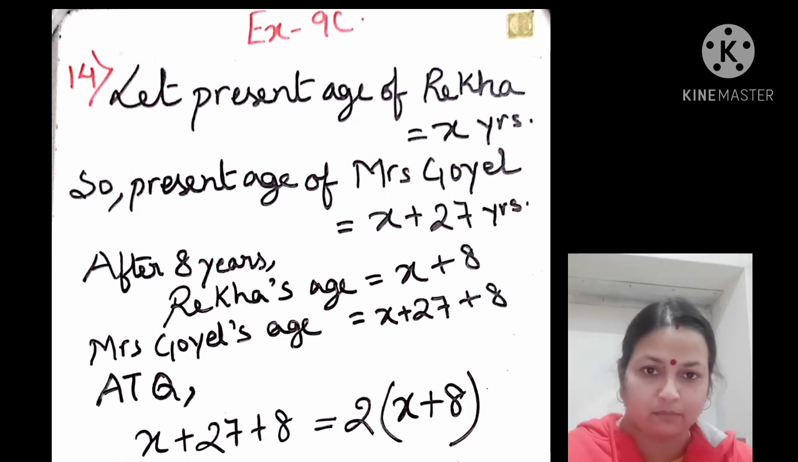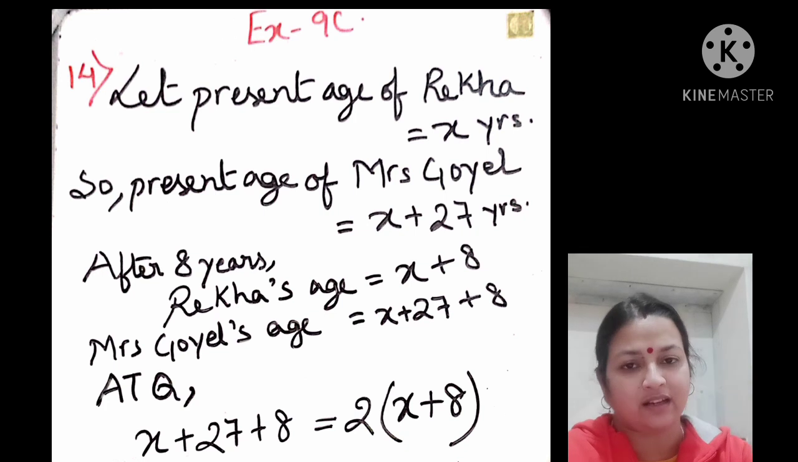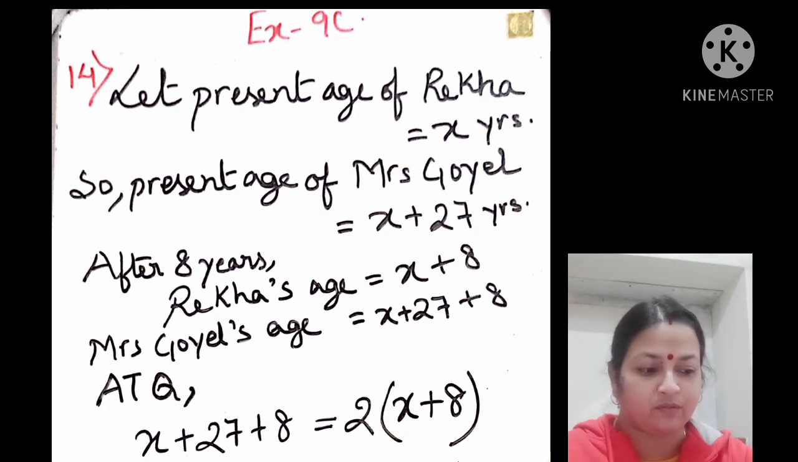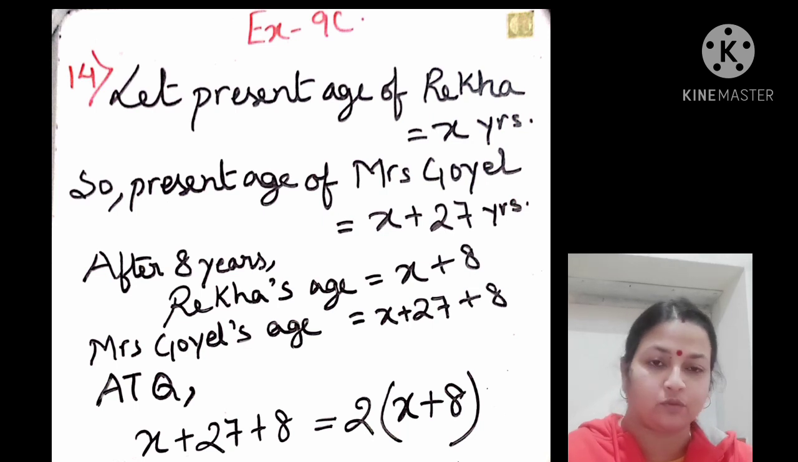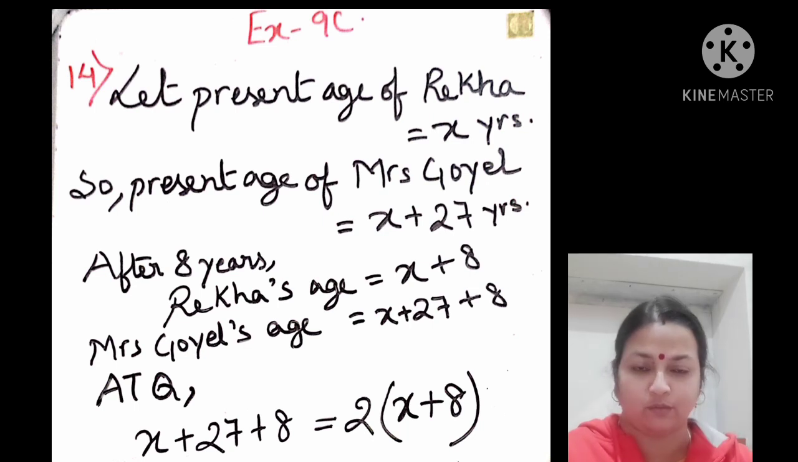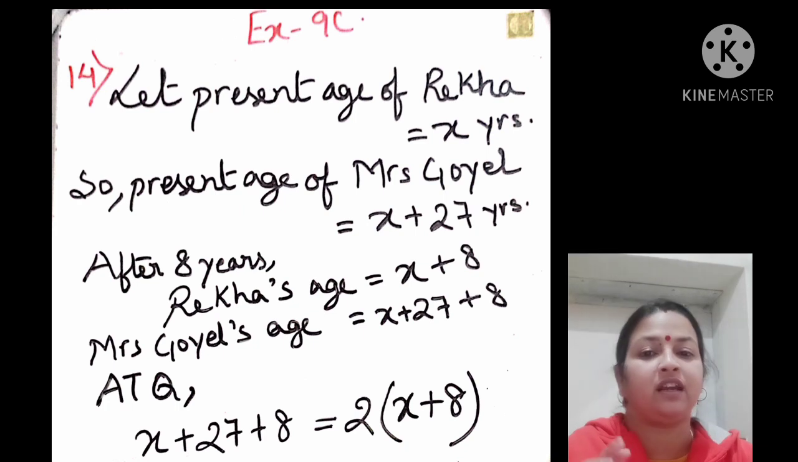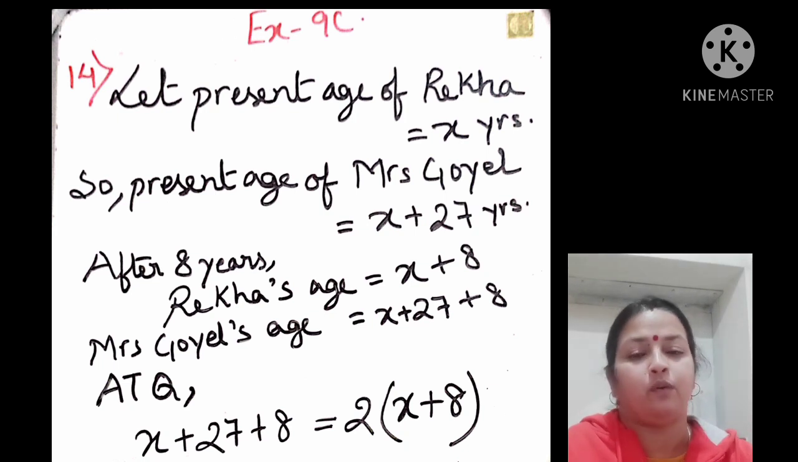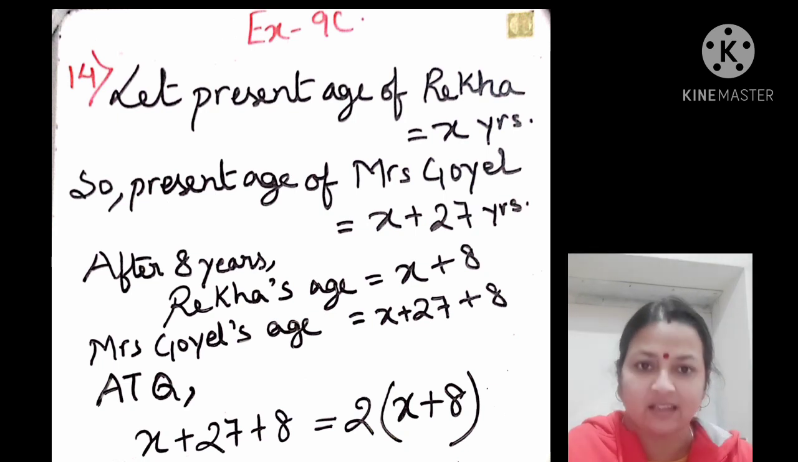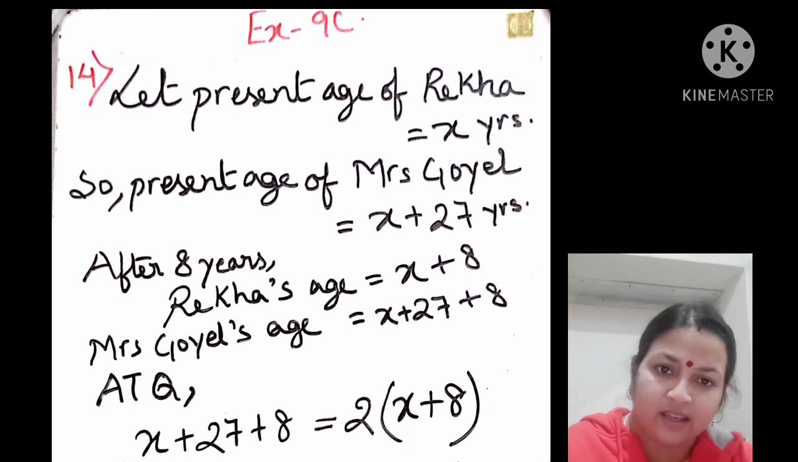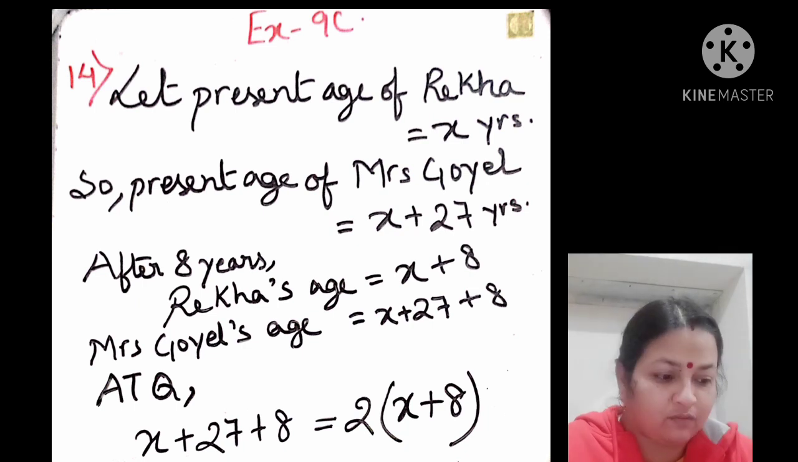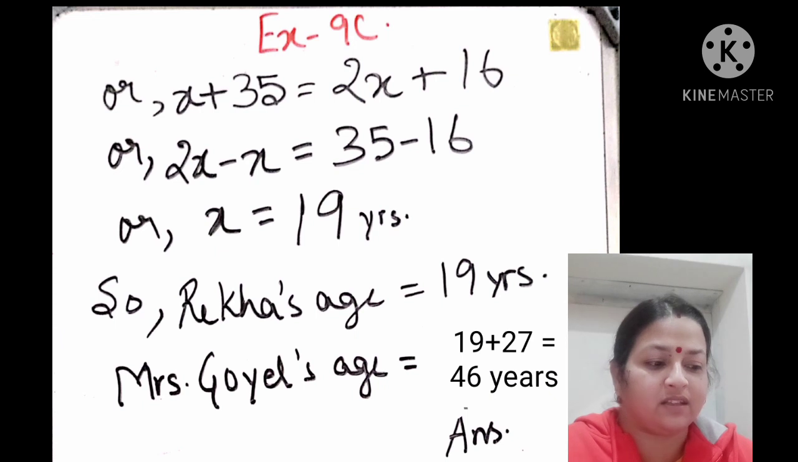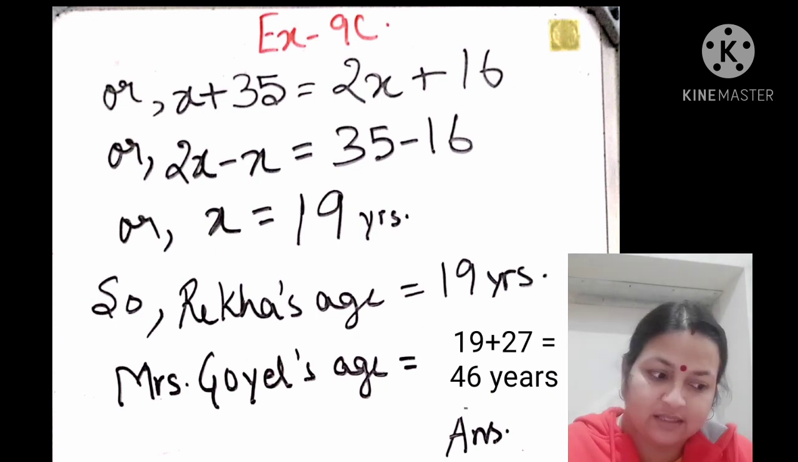Okay, it's like a pan balance. I already told you that there is a left hand side and a right hand side. So on one side we write x plus 27 plus 8 is equal to, now first write Rekha's age, which is x plus 8. After 8 years, Mrs. Goel's age was double that of Rekha. So when we multiply, we multiply with the one which is less, right? So 2 into x plus 8. So the equation will become x plus 35 is equal to 2x plus 16.